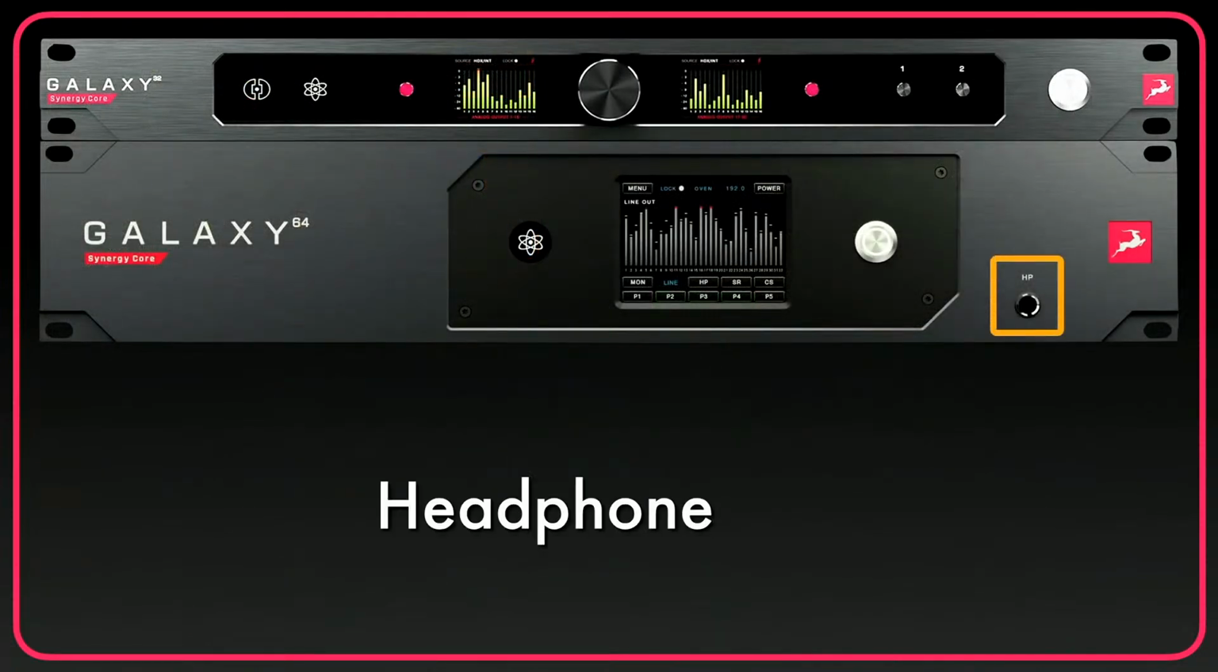Now, the headphone on the front is kind of interesting. It's only on the 64, not on the 32. The headphone is just to make sure there's nothing going wrong. You can route anything to the headphones. And this is good for just checking.